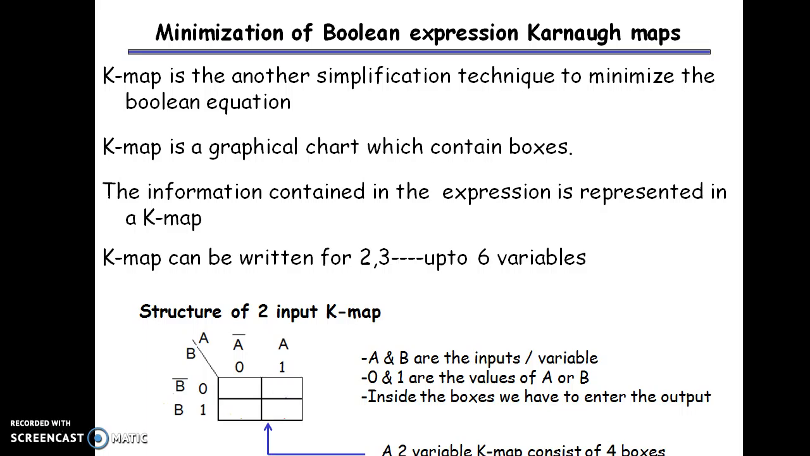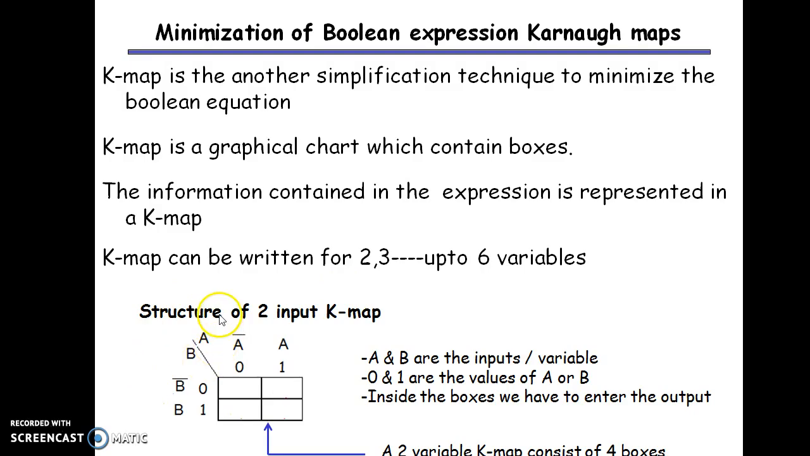It's a graphical method, we can say, having some boxes. Whatever information is in the expression is represented in the K-map. There may be a 2 variable K-map, 3 variable K-map, up to 6 variables. So the maximum size of the K-map is 6 variables.